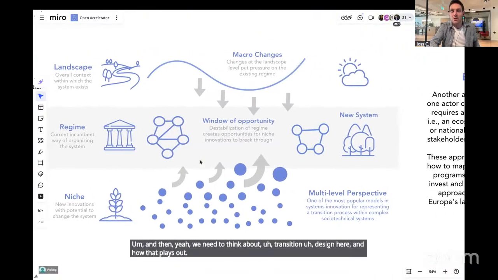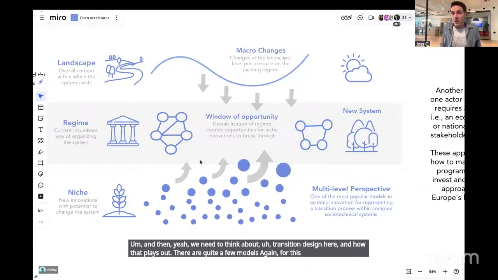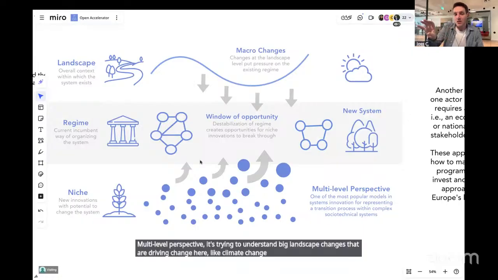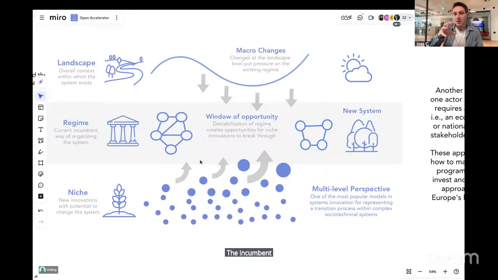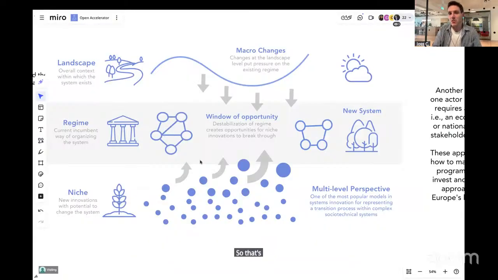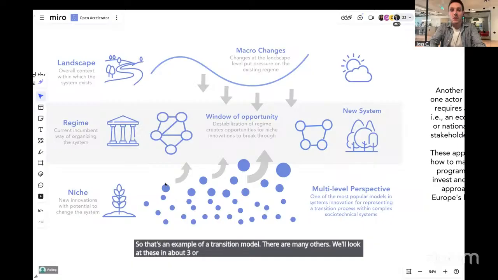There are quite a few models, again, for this. This is one of them, quite popular with governments and research agencies. Multi-level perspective. It's trying to understand big landscape changes that are driving change here, like climate change, the incumbent regime that's already up and running, the new innovations bubbling up from the bottom here, and how these landscape changes create windows of opportunity for those new innovations to disrupt the incumbents to potentially create a new system. So that's an example of a transition model. There are many others. We'll look at these in about 3 or 4 weeks from now.